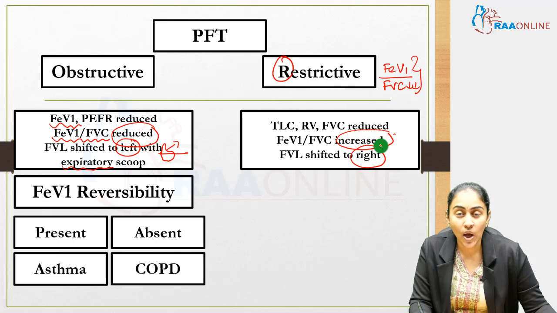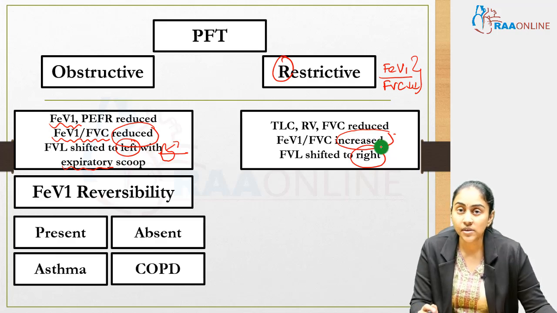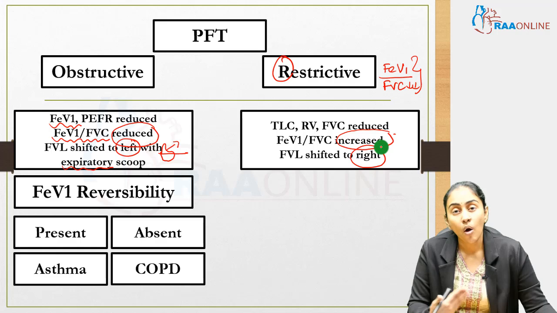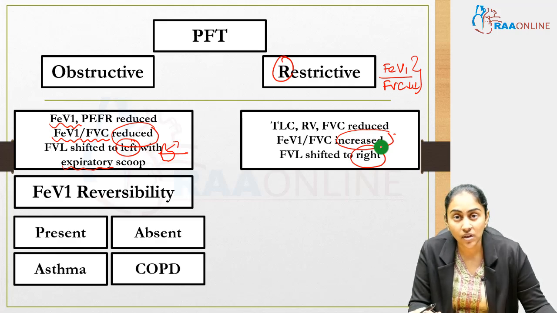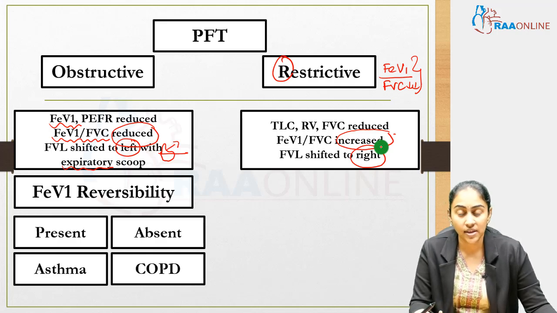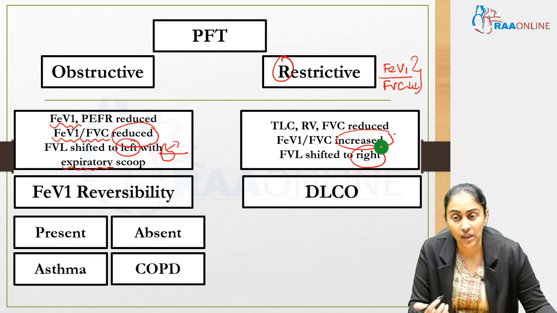Now, whenever you have a restrictive pattern, the next important question is, are we dealing with an intrinsic restrictive problem, for example, a parenchymal lung disease like interstitial lung disease, or are we dealing with extrinsic causes of restriction? Could be obesity, could be chest wall problems, could be neuromuscular diseases like myasthenia gravis. So, which of the two are we dealing with? For that, DLCO is a good indicator.